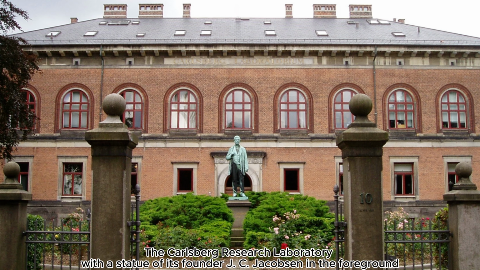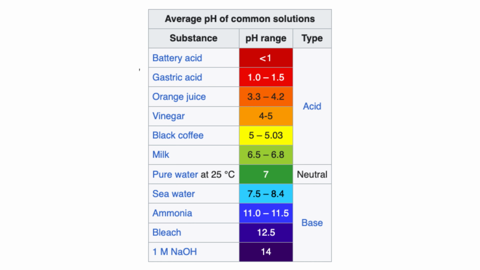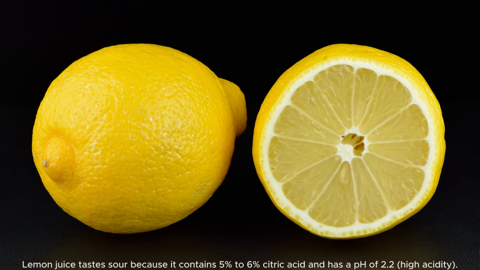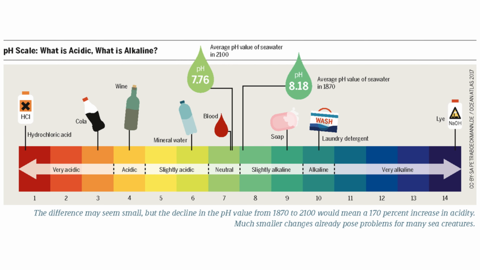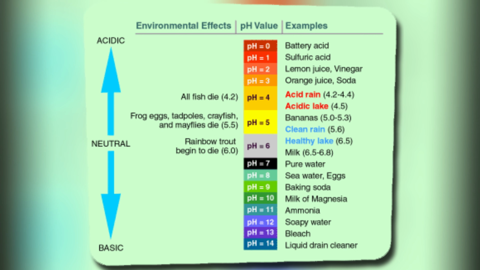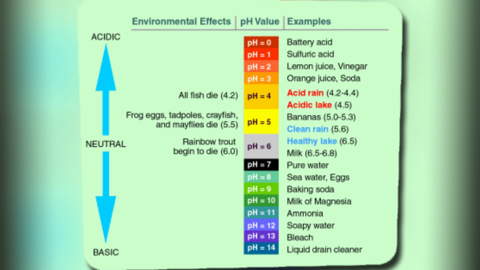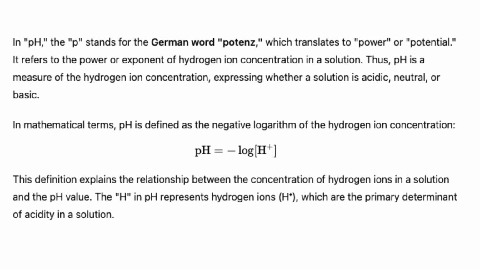Sørensen developed the pH scale to simplify the measurement of the acidity and alkalinity of various solutions, especially for applications like beer brewing, where precise control over pH is crucial. At the time, controlling acidity in brewing was important because it directly affected yeast fermentation and the overall quality of beer. Sørensen sought a more efficient way to measure the concentration of hydrogen ions in a solution, which directly determines its acidity or basicity. Before his work, chemistry relied on more complex and less precise methods to describe these properties.